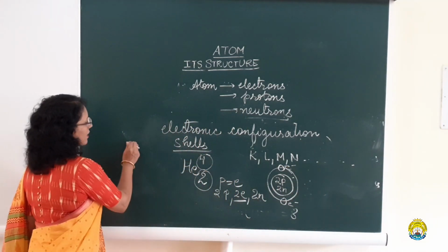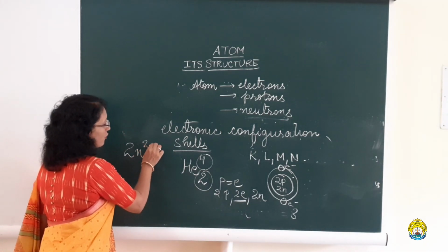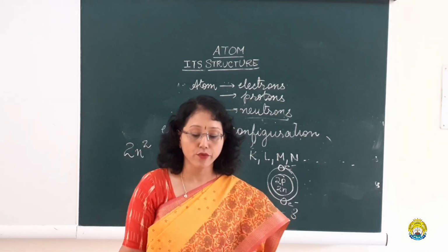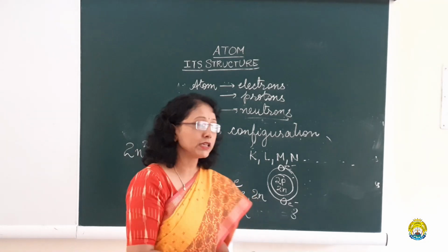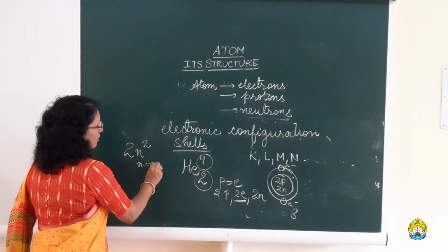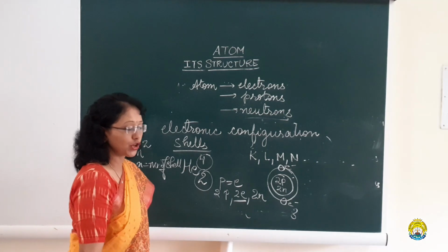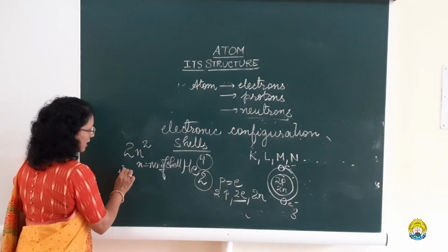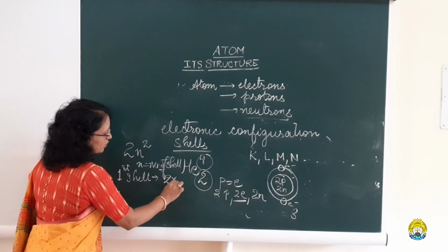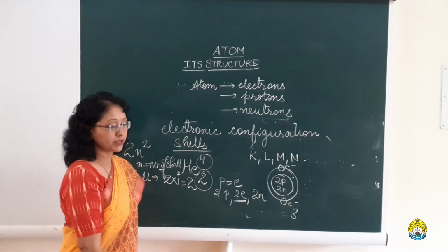These electrons are distributed on the basis of the Bohr and Bury scheme, which can also be called the 2n square rule. In the 2n square rule, 2 is a multiple and n is the number of the shell. What is n? The number of the shell. Suppose the first shell, how many electrons can be accommodated? 2 into 1 square. Only 2 electrons are accommodated.